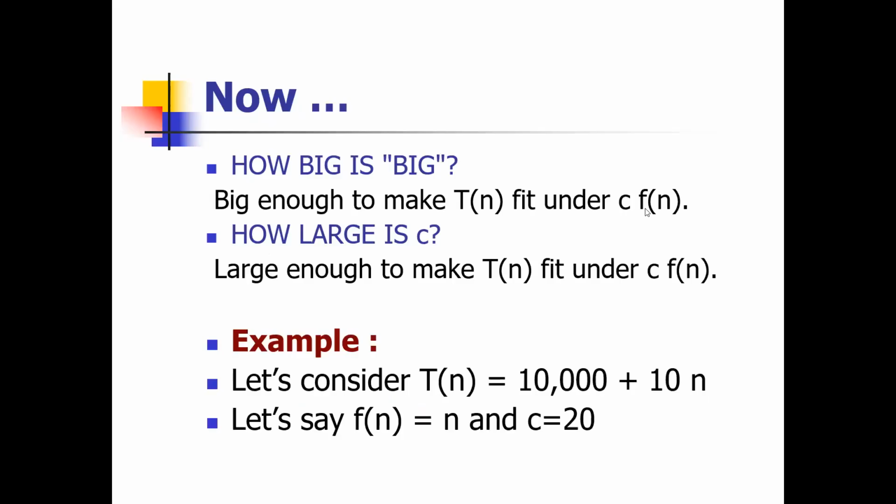So T of n will be less than that, which means that this is a worst case scenario for the running time. How large is c? Large enough to make this fit there. So c is large enough and n is large enough so that this figure is bigger than this. Remember, we had a running time of 10,000 plus 10n. Let's say f of n is equal to n and c is equal to 20. Right? Excuse me.